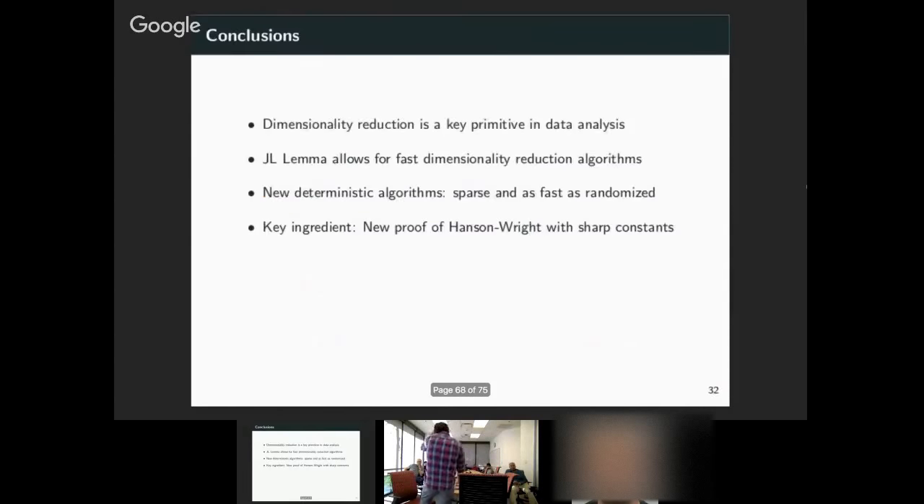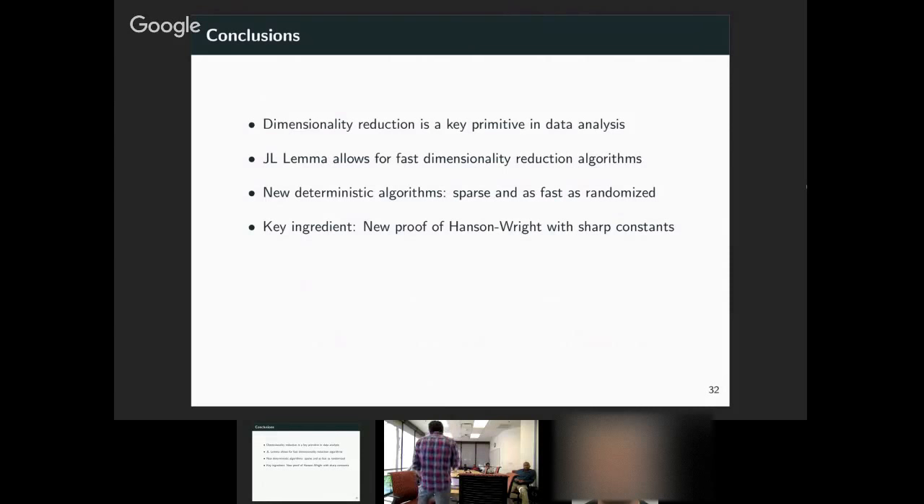Okay, so all in all, let me conclude by saying, dimensionality reduction is a key primitive in data analysis, and the JL lemma allows you to do this dimensionality reduction quite fast, right? So what we do in this work is basically show that you can do this deterministically, based on these ideas from randomized algorithms, and we can basically reach the same performance. And there's this new kind of technical contribution, which is based on this new proof of the Hanson-Wright inequality.